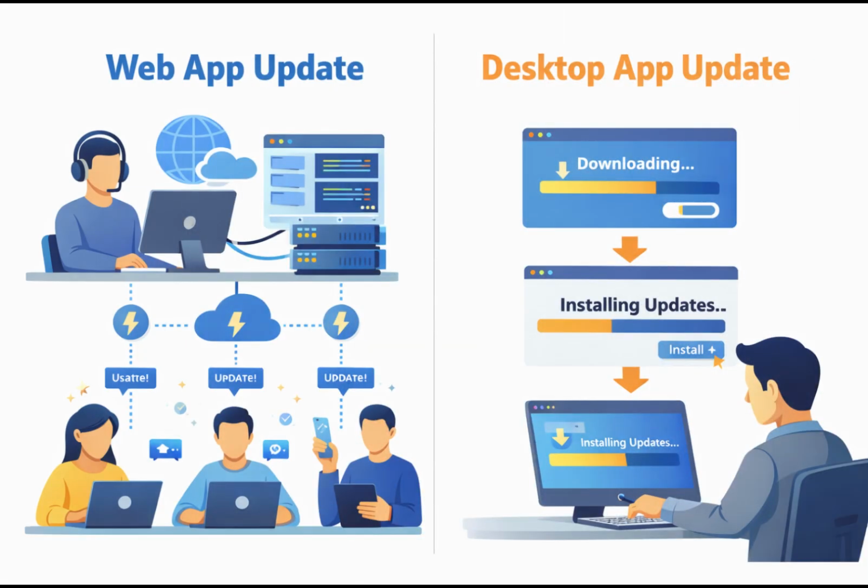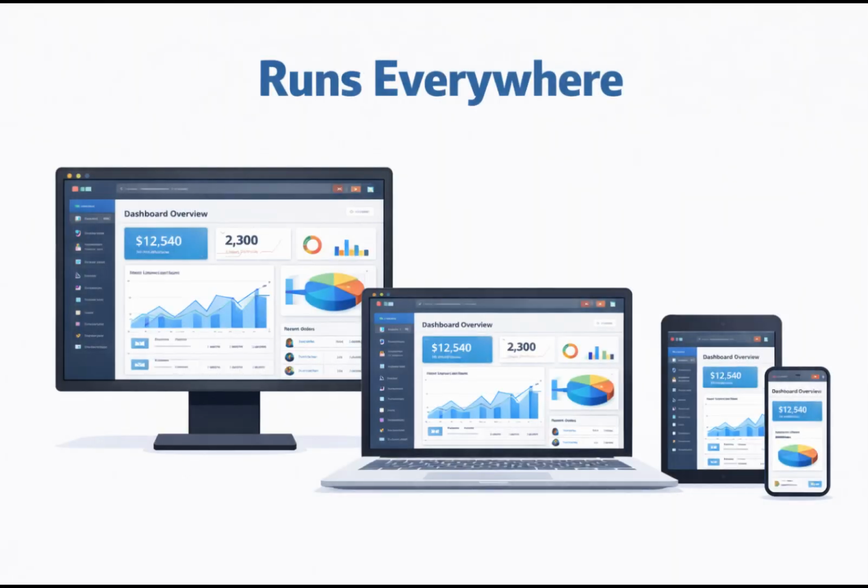In web applications, developers update once, and every user instantly gets the latest version. But in desktop applications, users must manually download and install updates. Web applications run inside a browser and work on almost every device. One system, multiple platforms. That's the power of the web.